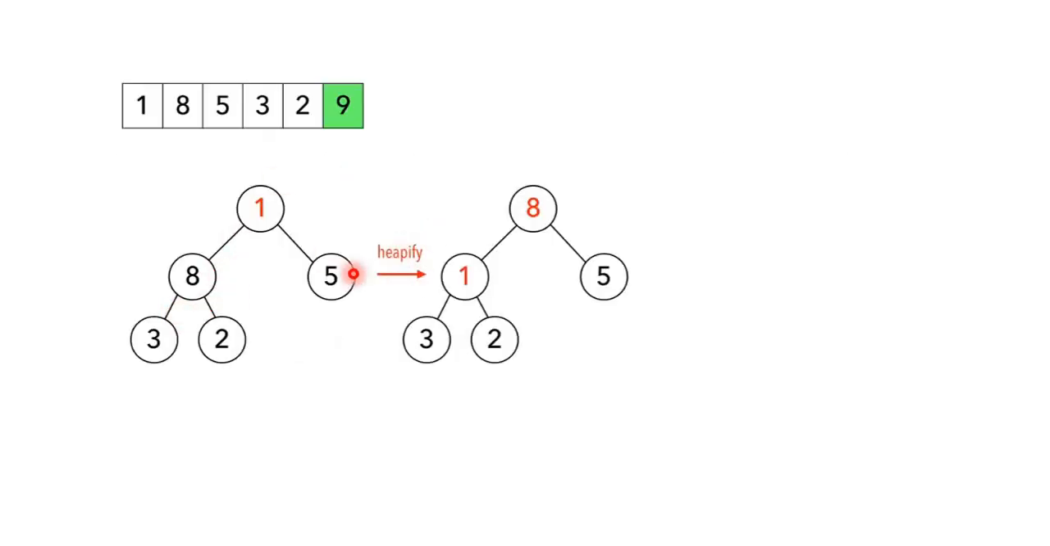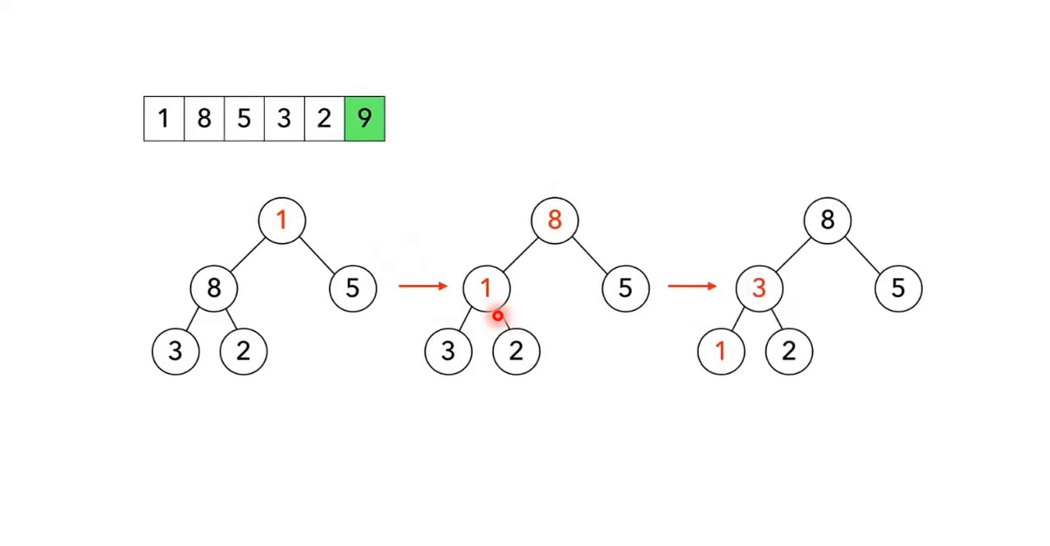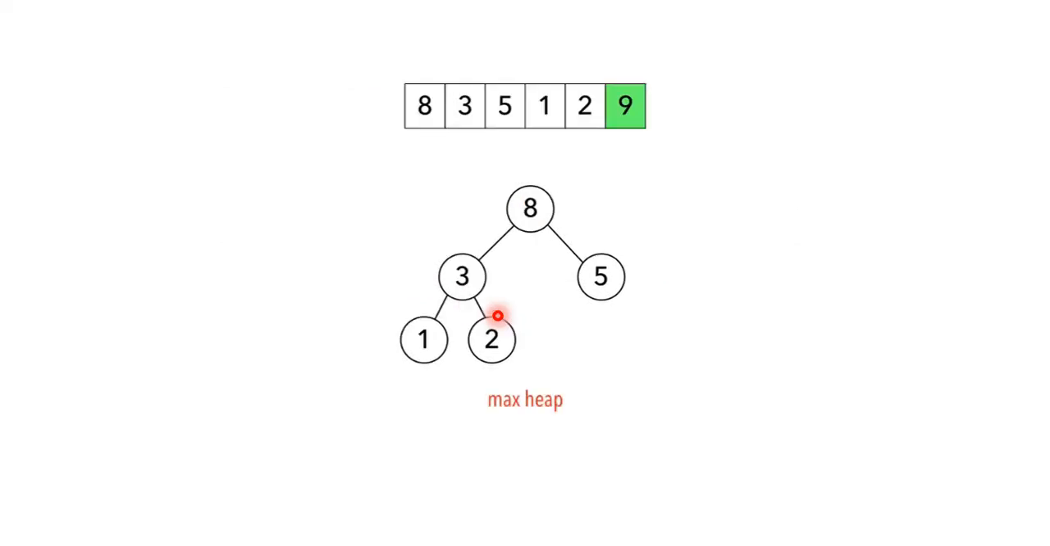Now first of all we will call Heapify. 8 and 1 are being swapped. Then again if you see 1, 2 and 3, they are again not in order. So again we will call Heapify and 3 will flow up and 1 will flow down. So now this is a max heap.